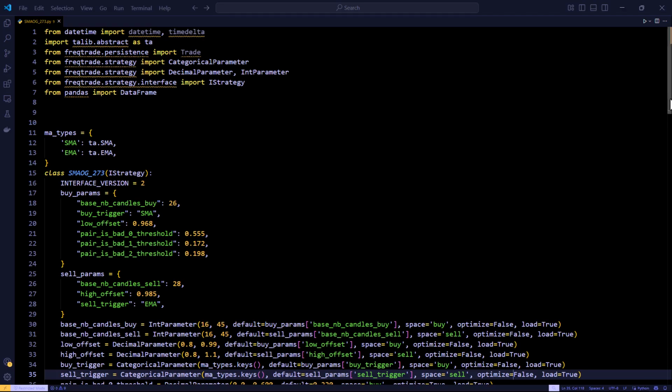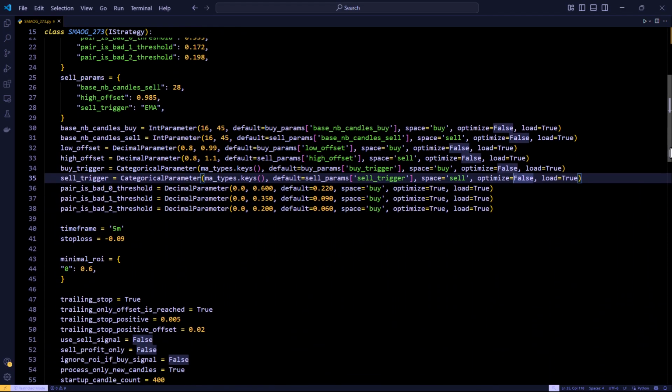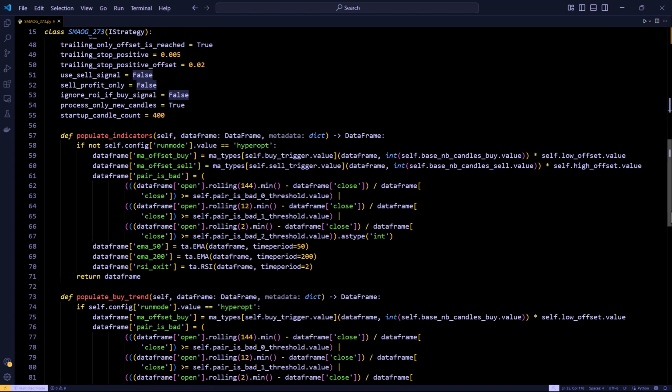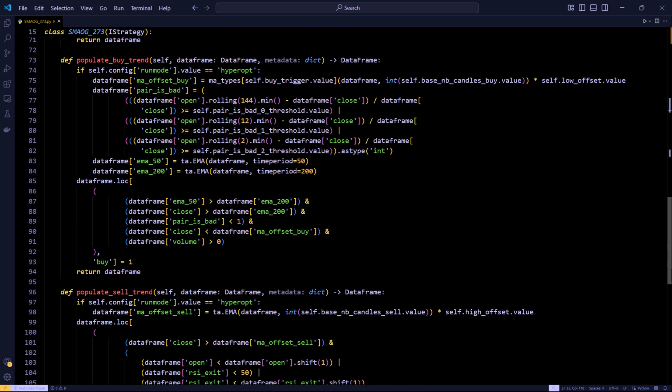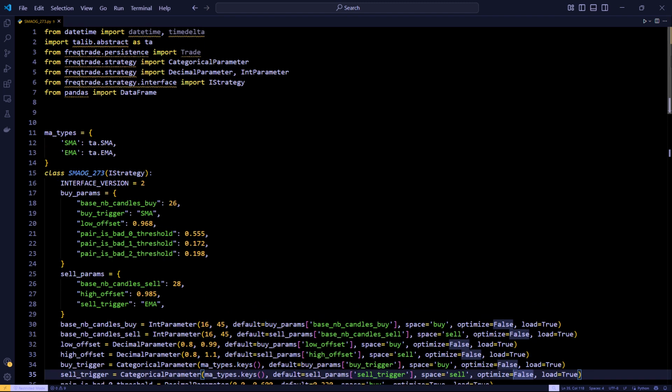Alright, let's dive deep into the engine of the SMA OG 273. Unfortunately, I don't have a specific origin story for this one from the developer, but by looking at the code we can see it's built on some classic trading ideas with some clever twists. So let's try to break down the code to see how it is all configured.